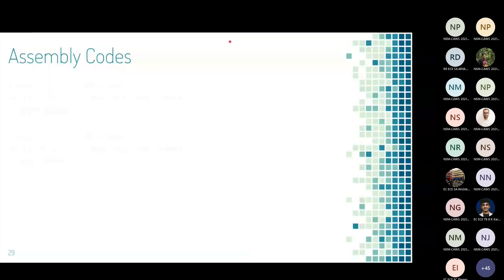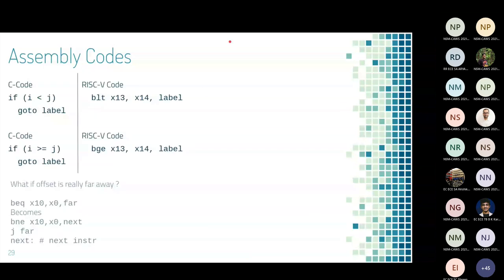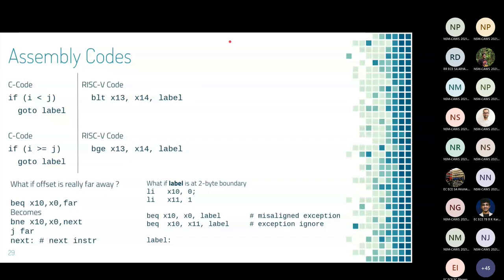So more examples of assembly codes. I'm going to skip this. These are exercises for you. If you don't understand or if you have questions on this, we can come back and discuss them.